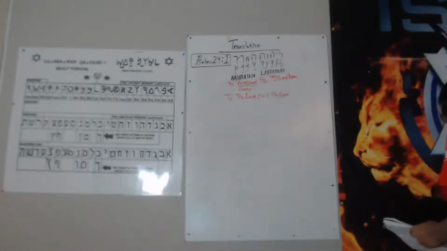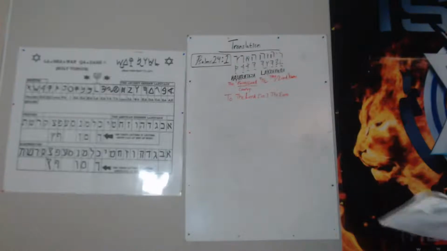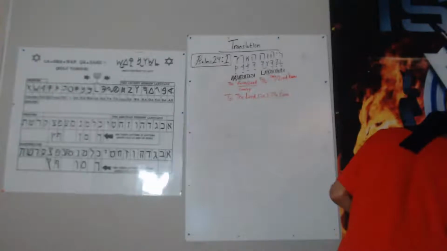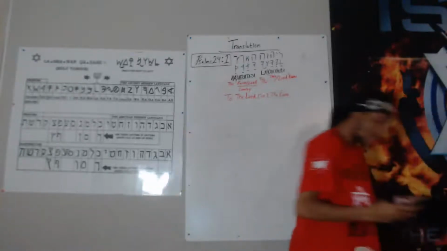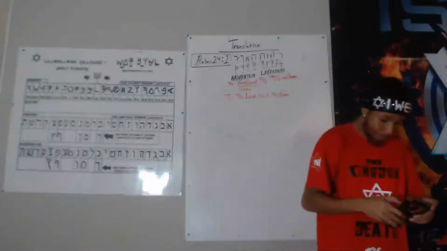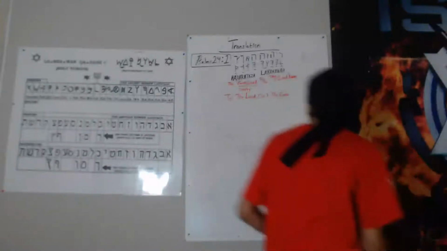All right, this one is about food. Okay, you ready to hear about that food? Okay, so it's going to be Genesis 39 and 6. Let's get that real quick.